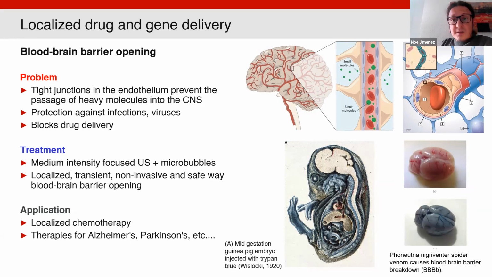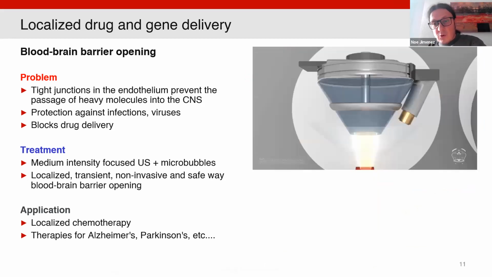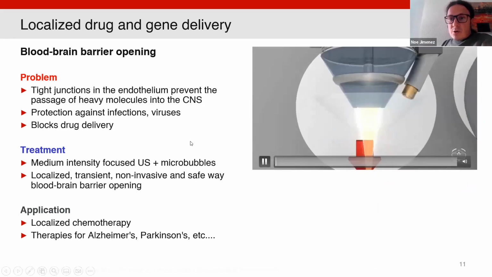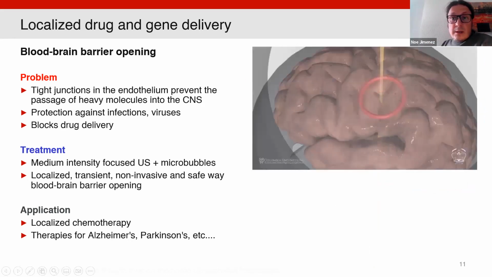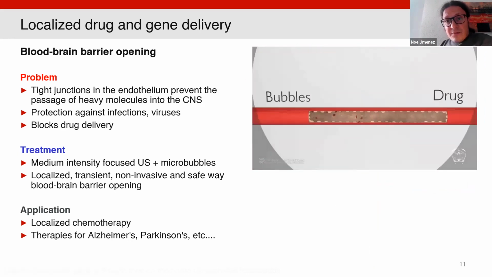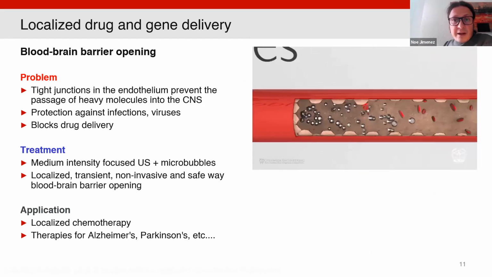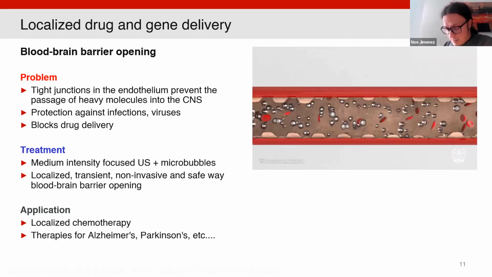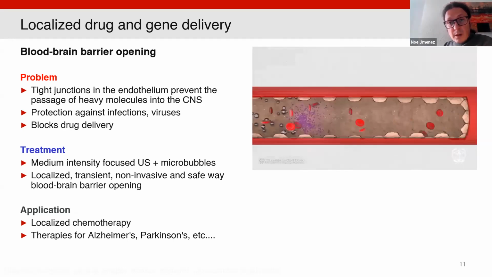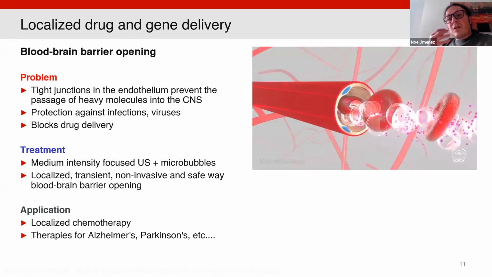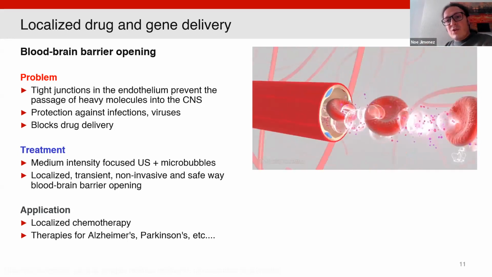The only mechanism in order to do it locally is to use ultrasound combined with microbubbles. So you focus an ultrasound beam on some part of the brain, and then you inject into the bloodstream these microbubbles, which are FDA approved. They are just contrast agents for echocardiography, and they interact under the effect of the ultrasound with the tissues.